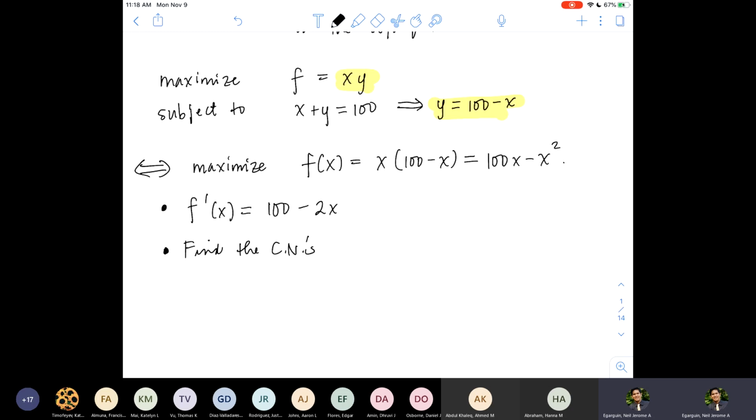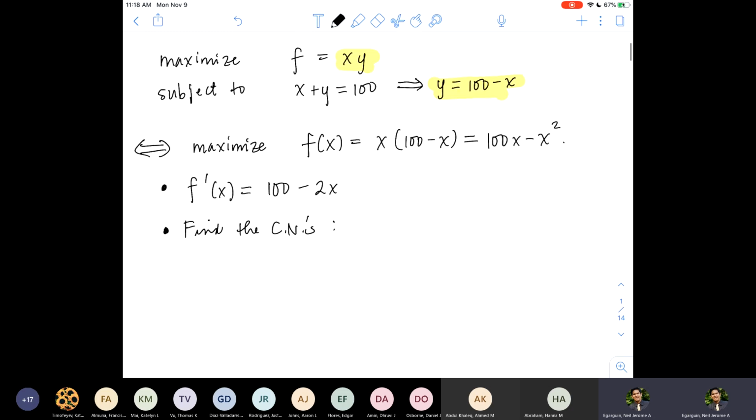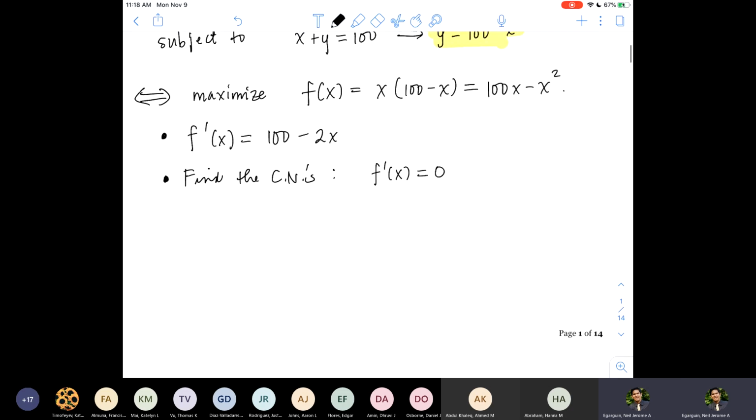And to find the critical numbers, what we do is we either equate f prime to 0 or find when f prime is undefined, right? But f prime is a polynomial, so it will be defined everywhere. So the only critical numbers will be coming from setting f prime of x equal to 0, right? So f prime of x equals 0 means 100 minus 2x is equal to 0. Then we'll solve for x.